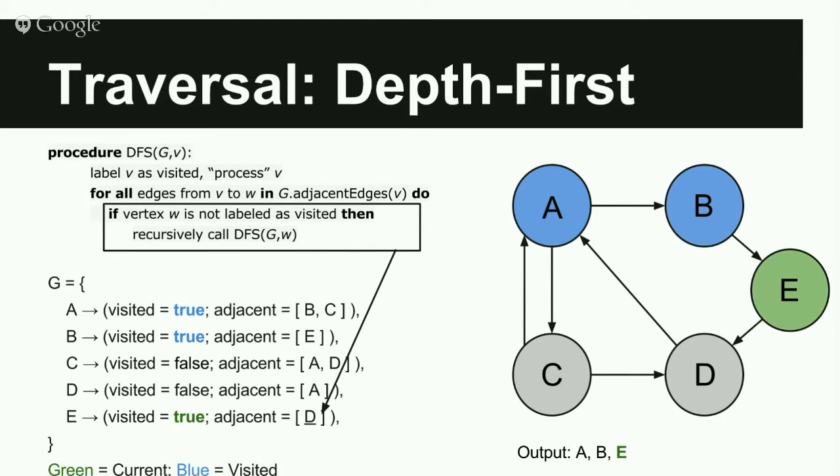Next slide. So now we label E as visited and process it, adding it to our output. We can see that's in green. E is now the current node, and we add visited equals true to E. For all the adjacent nodes to E, which is just D in this case, if it's not labeled as visited, which it's not, recursively call depth first search again. Next slide.